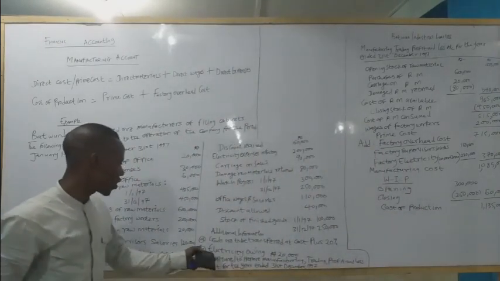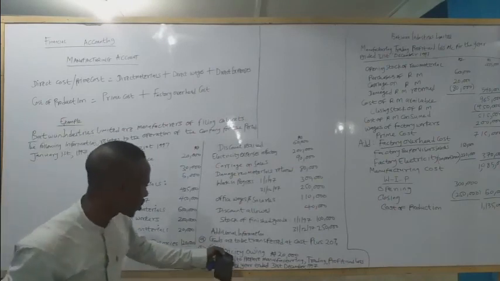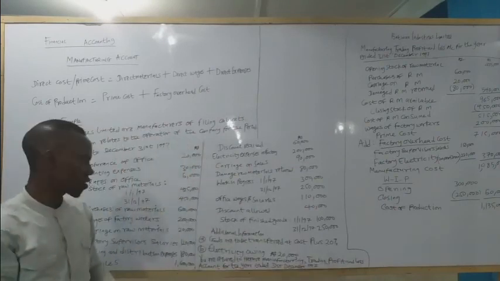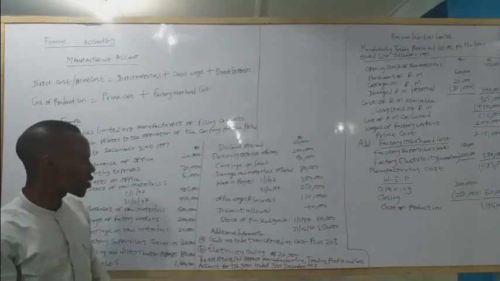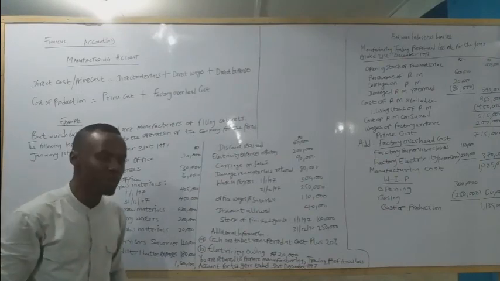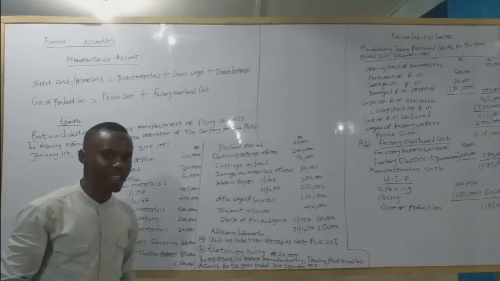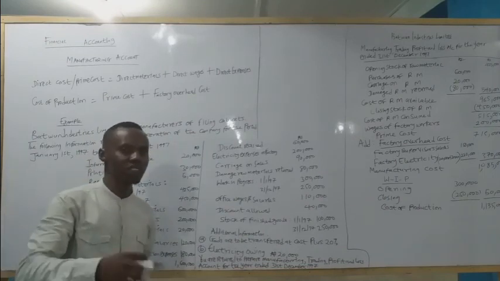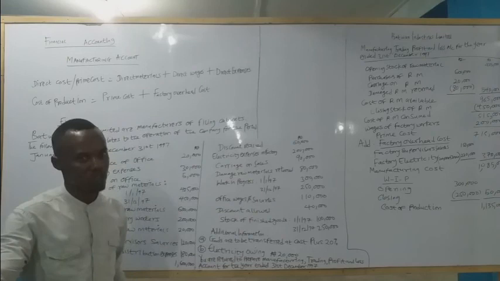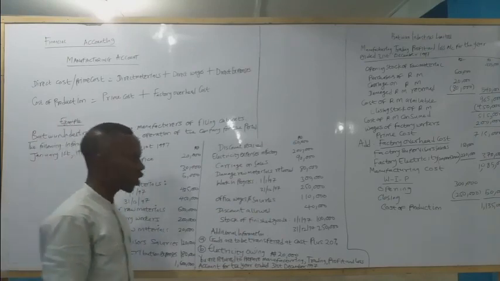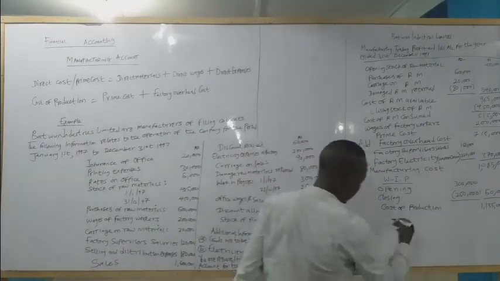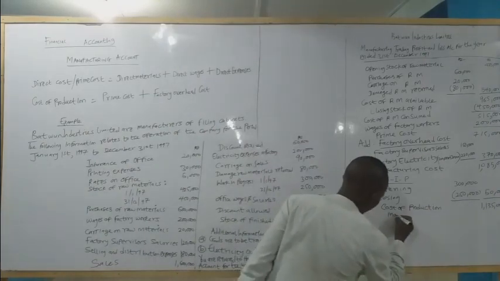So from the question, they said we should charge 20% as a benefit. Goods have to be transferred at cost plus 20%. Meaning that the 20% is what? Manufacturing profit that will be charged to the selling unit from the manufacturing unit.